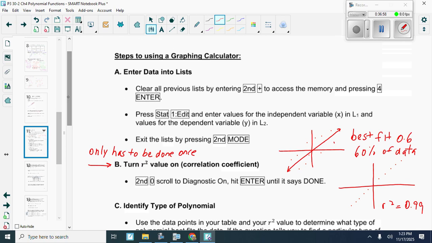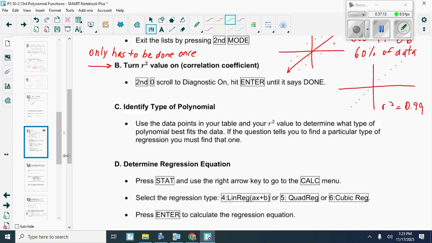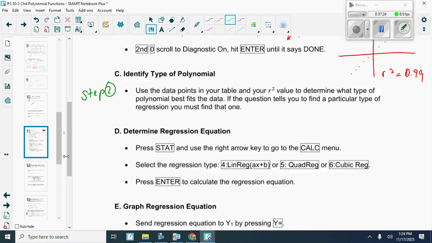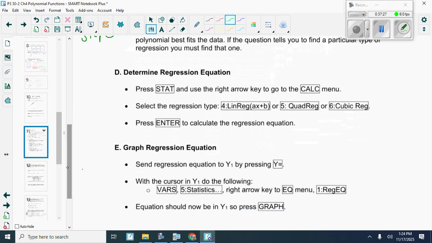We're going to come back to here. These are our steps. Step 1 is always going to be entering the information into lists. I'm pretty sure you've done lists before, but I'll jog your memory on that, maybe it's been a while. Step 2 is identifying the type of polynomial that we're going to be using, which is determining your regression equation. And step 3 is graphing the regression equation. I'm just going to put a little note here which will make sense once we do our example.